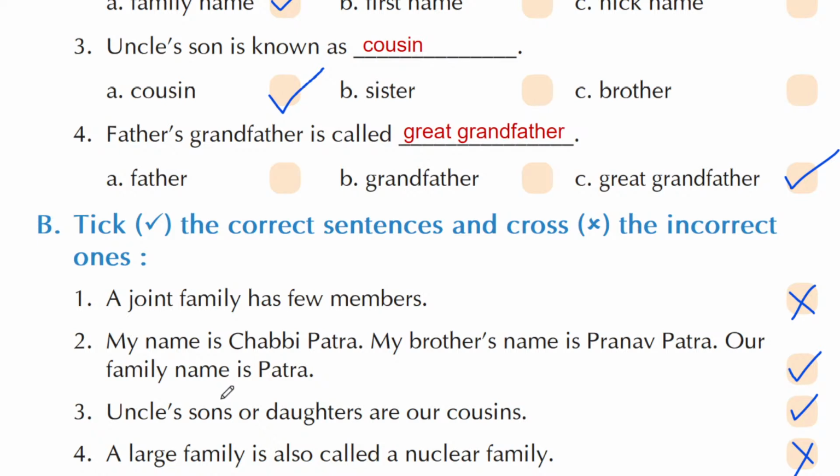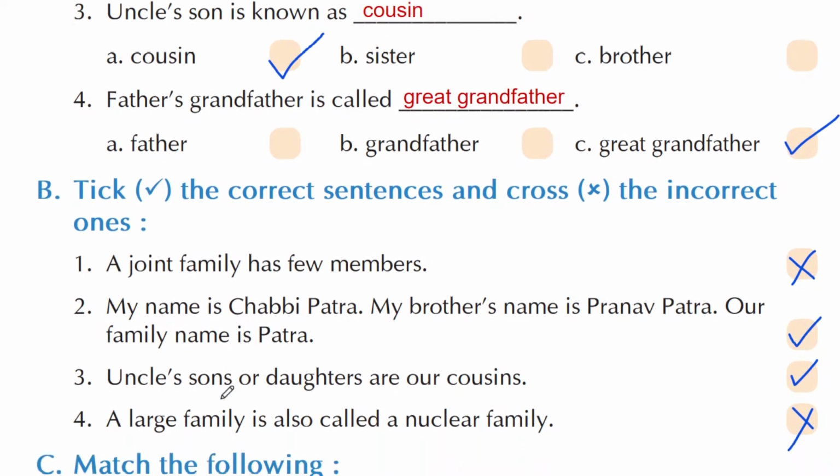Now in question B, you have to tick the correct sentences and cross the incorrect ones. A joint family has few members. So this is a wrong statement. So we will put a cross here because a joint family has many members.